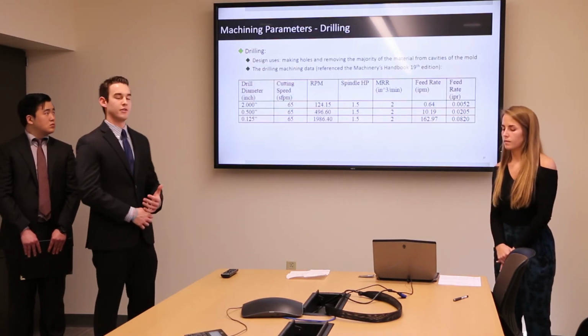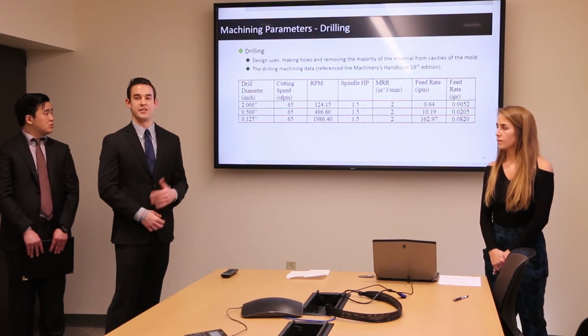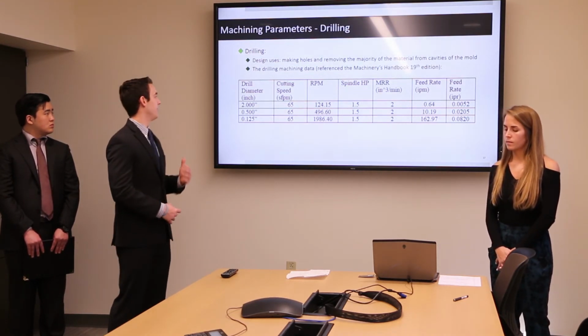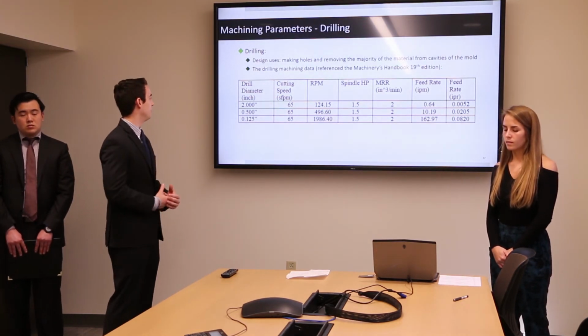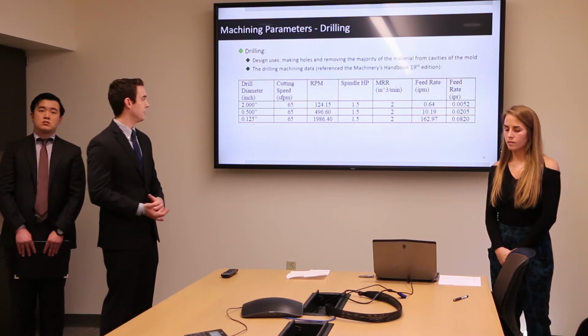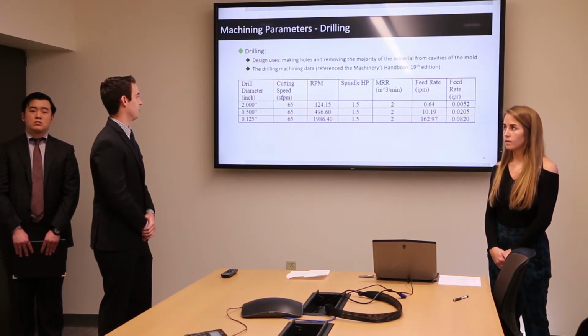So for drilling, we used drilling to make the holes and for removing the majority of material from the cavities, as mentioned before. All the drilling data that you see here was collected from the handbook that was given to us. Just to summarize, we used a 2-inch, 0.5 inch, and a 0.125 inch drill bit. The cutting speed was very consistent across the board at 65.